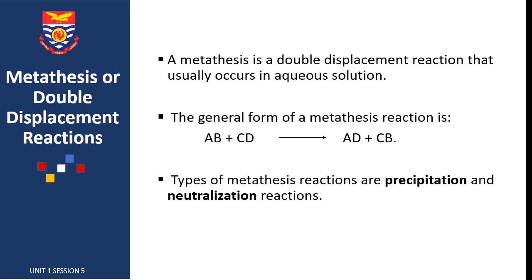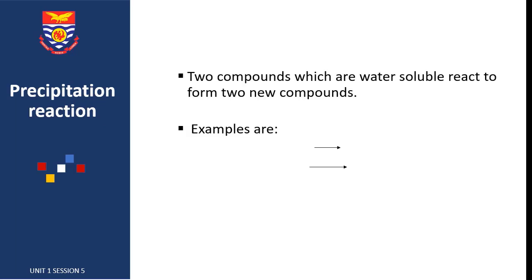We can talk about two types of double displacement reactions. Those are the precipitation and neutralization reactions. So let's look at these two reactions individually. Precipitation reaction first. In precipitation reaction, basically two compounds which are water soluble react to form two new compounds.